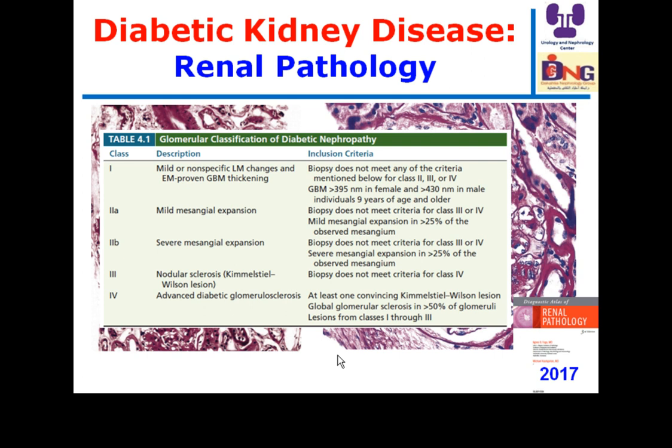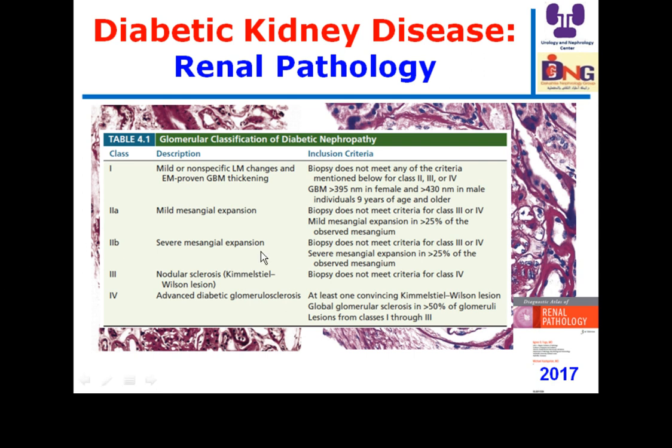Although it starts with class 1, then 2, 3, and 4, the professional pathologists start to read the pathology by asking himself or herself, is there any advanced diabetic glomerulosclerosis? If there is advanced diabetic glomerulosclerosis, this is stage 4 or class 4. If no advanced diabetic glomerulosclerosis, is there nodular sclerosis, Kimmelstiel-Wilson nodule? So it is nodular sclerosis or class 3.